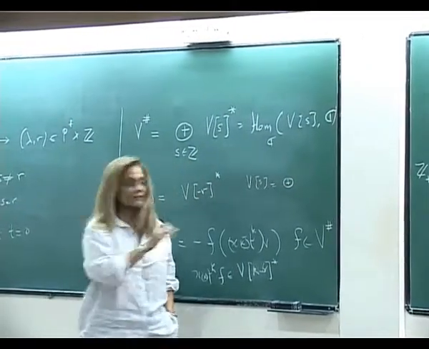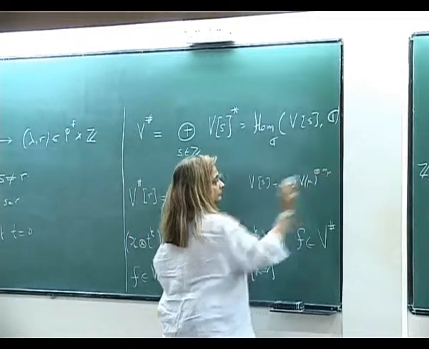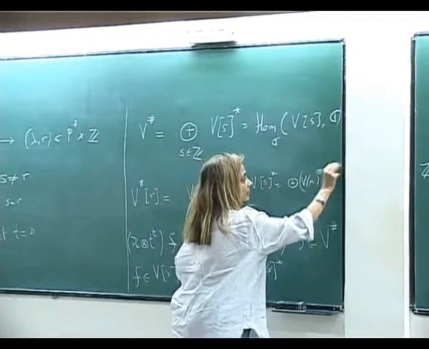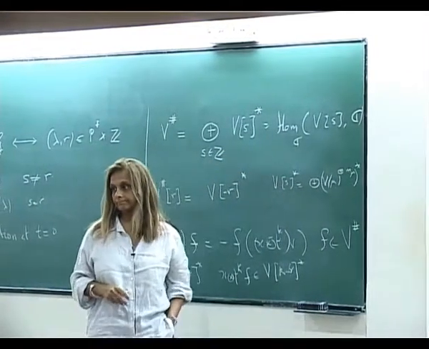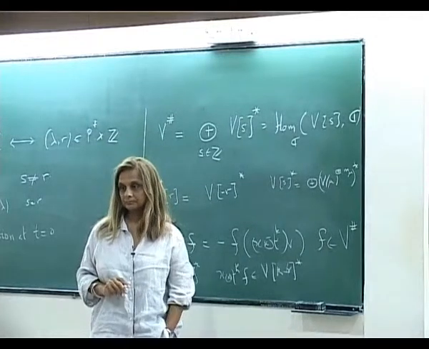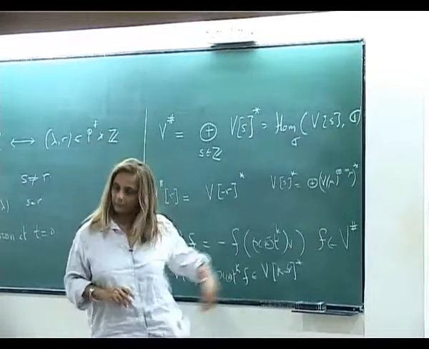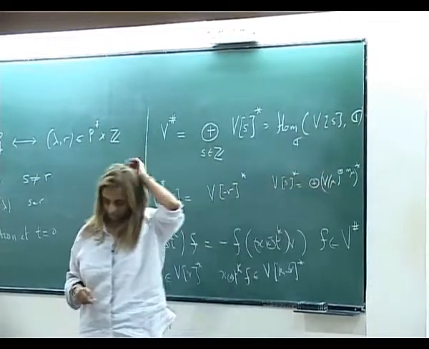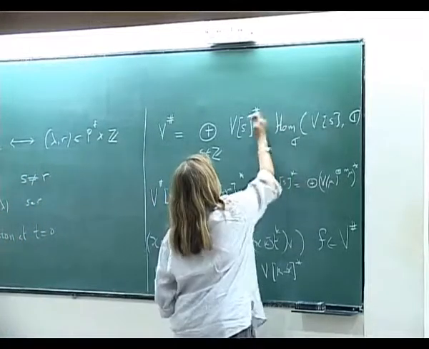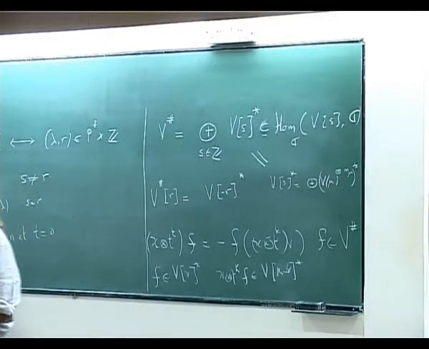So Vs is a direct sum of V mu's, direct sum M mu. And then you want to take Vs star to be the direct sum of the duals. You don't want to take the direct product, you want to do this. Okay.